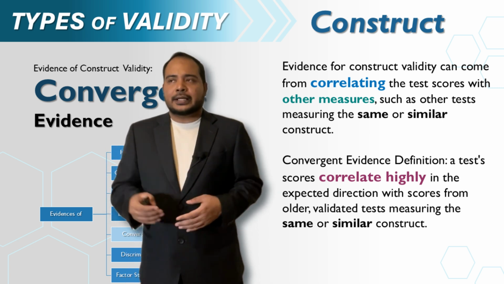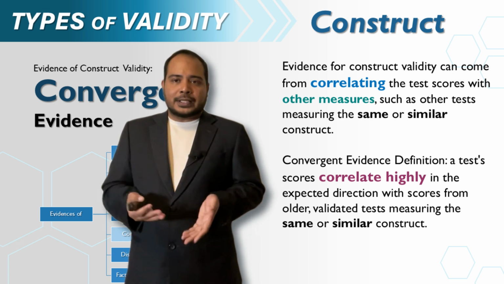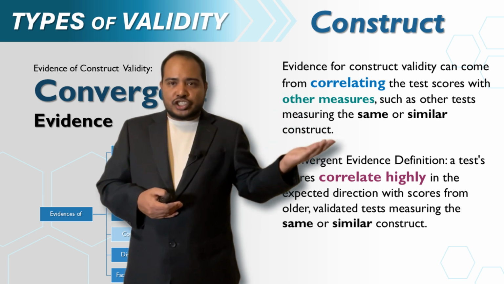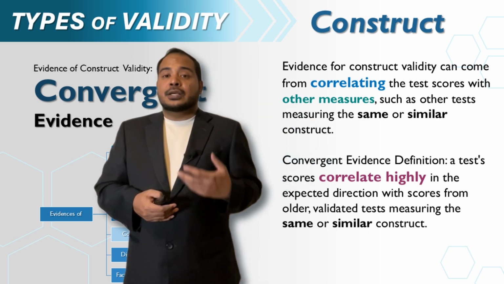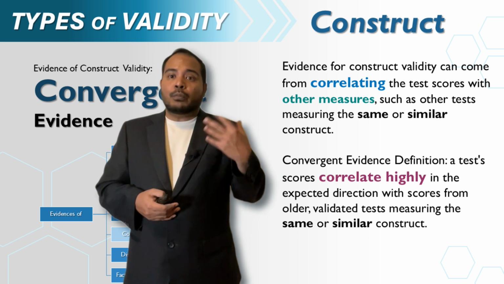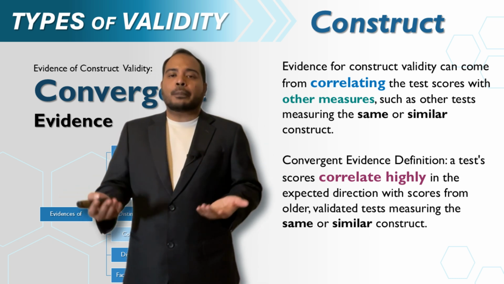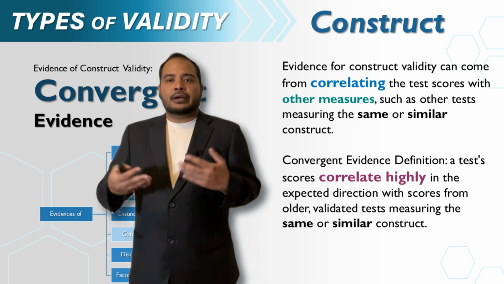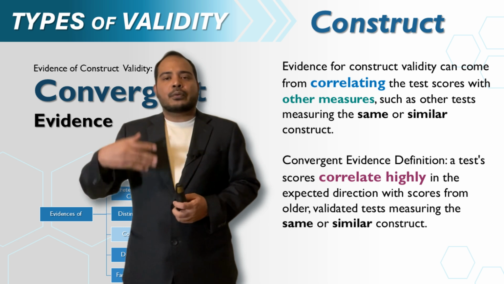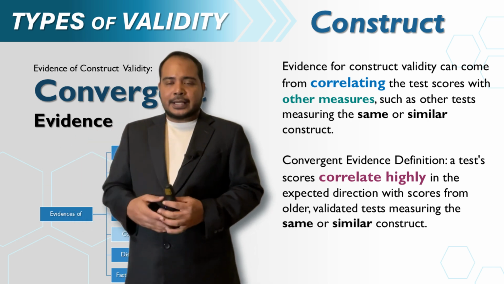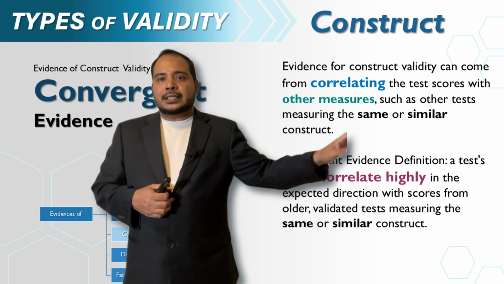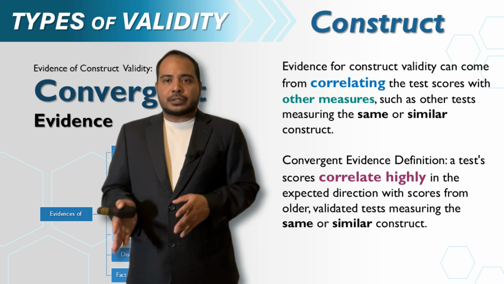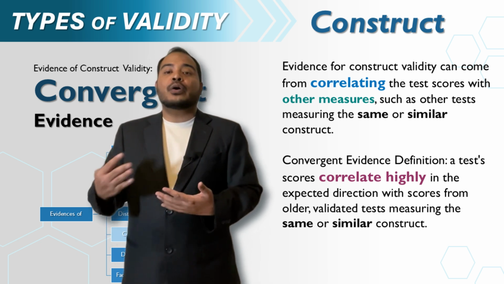Imagine like this. If I want to develop a motivation test, there are already many motivation tests in the literature, on the net. Some of them or most of them are already validated. They have proper evidence of psychometric properties. They have evidence of reliability. They have evidence of validity. When I want to develop a new motivation test, I can use these older, already established tests, and I can correlate the results.